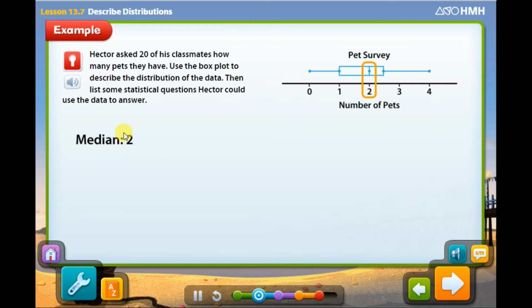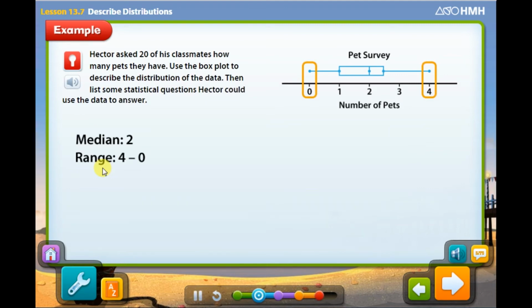The box plot shows that the median is 2. Now find the range of the data. The range is the difference between the greatest point and the least point. So the greatest point here is 4 and the least is 0. So 4 minus 0 will be 4.